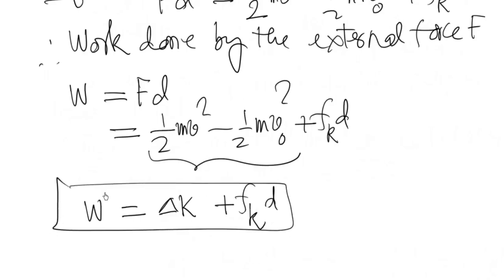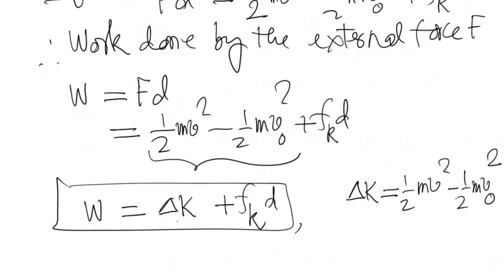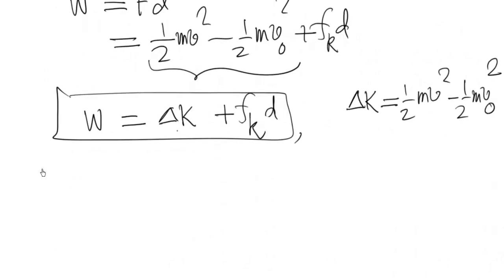This is the expression for the work done by an external force F when friction is involved. This delta K is the change in kinetic energy, half mv square minus half mv naught square. Let's say this is equation 3.